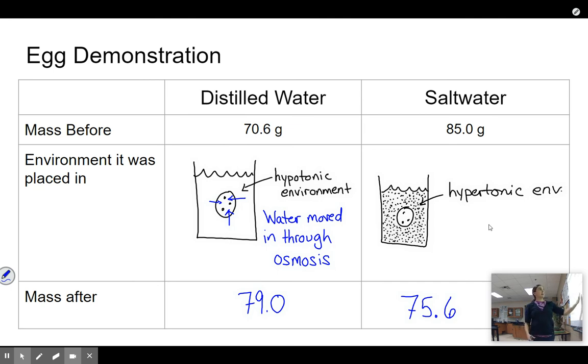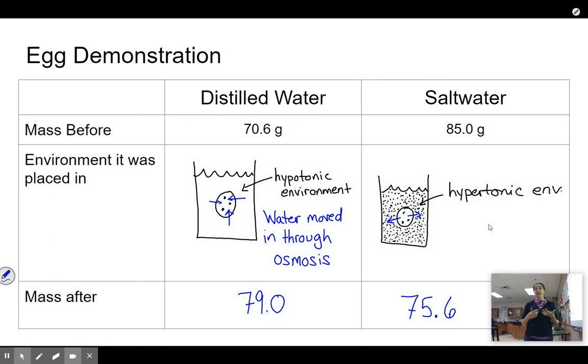So since the solution in the beaker was 100% water, and inside the egg was less than 100% water, like most living things, eggs are maybe 70% water, water moved from where there was a higher concentration to where there was a lower concentration. It moved into that egg, and the egg increased in mass. The one in the salt water lost quite a bit of mass. And if we left it there longer, it would probably lose even more and start getting all shriveled up. And so we can draw our arrows here pointing out of our egg.